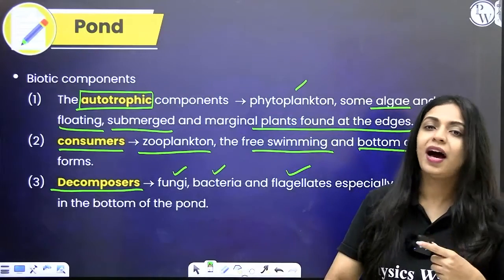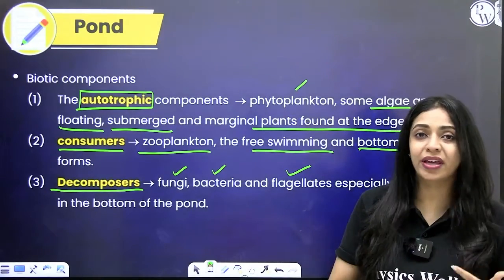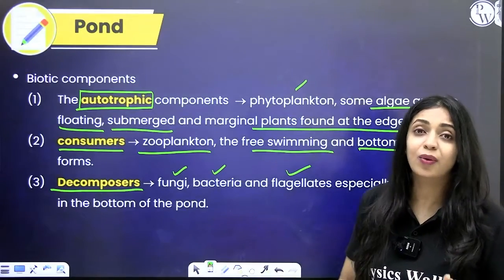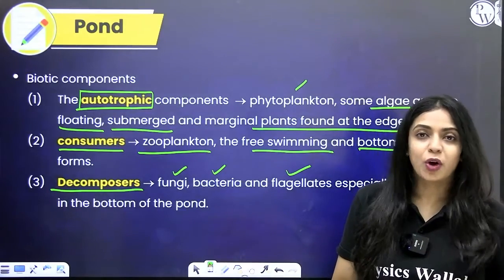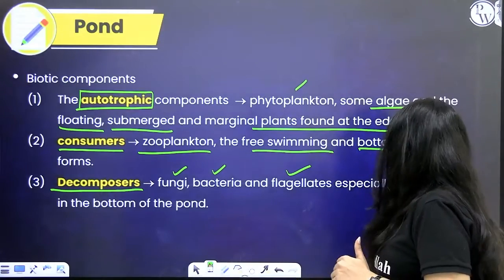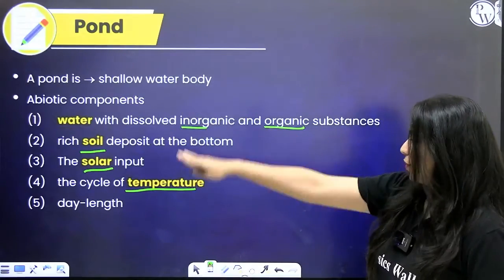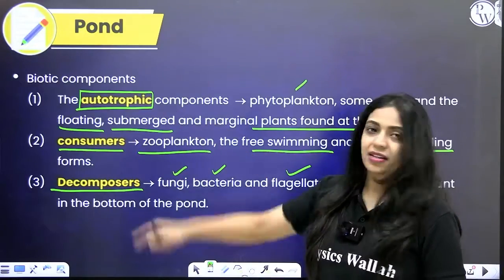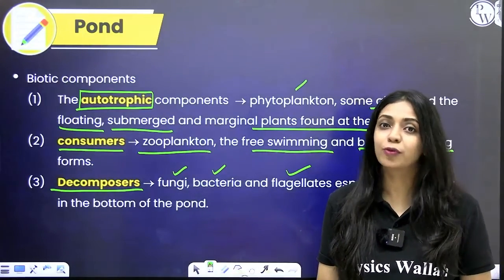So you can see how energy is flowing through different trophic levels over here. You can see how biotic and abiotic components are interacting with each other in an ecosystem. If not for these, if not for water, if not for sunlight, these organisms would not be able to make food, right?